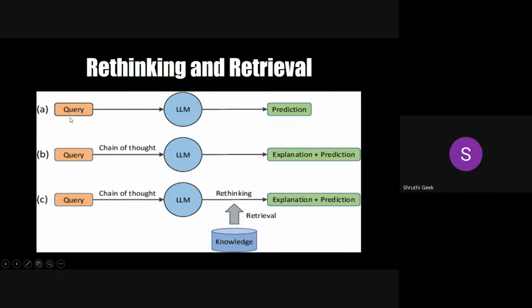A shows standard prompting, where you just ask a question and it predicts the answer. B shows the first paper, chain of thought, where it gives you an explanation along with the prediction. C is chain of thought with retrieval and rethinking, where it not only rethinks, but also goes back to the knowledge base and retrieves some information if needed based on the second question, and rethinks whether it is associated with the step one question and answer, and relevant to all the previous steps. Based on that, it goes forward and gives you an explanation and a prediction.